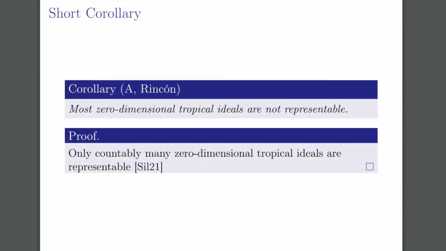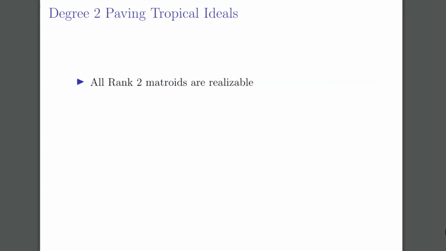Very good. And so as a corollary, we proved that most zero-dimensional tropical ideals are not representable, in the sense that if you were to pick a zero-dimensional tropical ideal at random, it's not going to be realizable. And the proof is that earlier this year, Rob Silversmith proved that only countably many zero-dimensional tropical ideals are representable in any degree. So this is a very nice little corollary, so that we might now expect that most tropical ideals are not going to be representable.